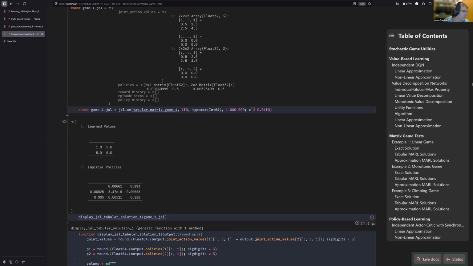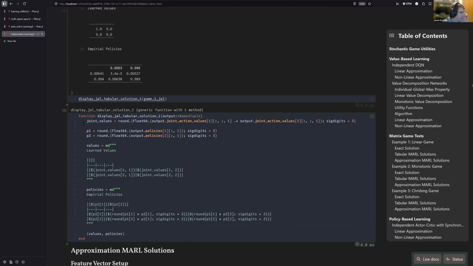But this is just related to epsilon, right? This is just reflecting how often we explore random actions. It's about 1% of the time. It's a little less than 1% because the random action could also be action 2. But you'll see if I make this like 50%, the empirical policy is going to get more random, because now it's following the greedy action half the time, and the other half of the time it's choosing randomly between 1 and 2.